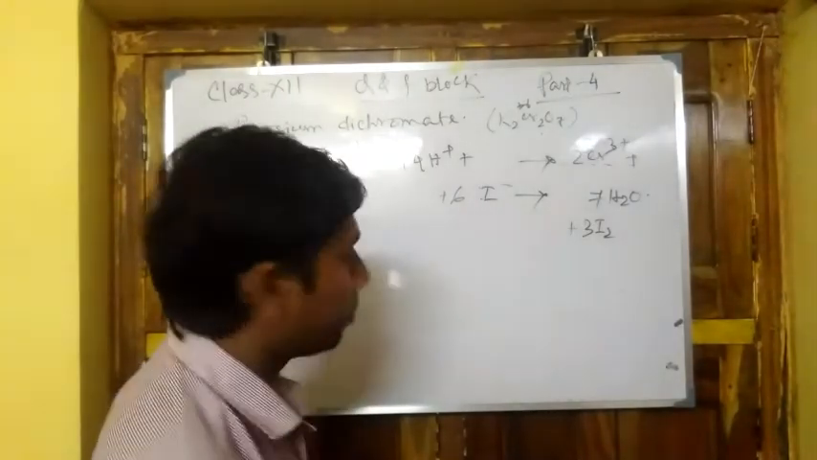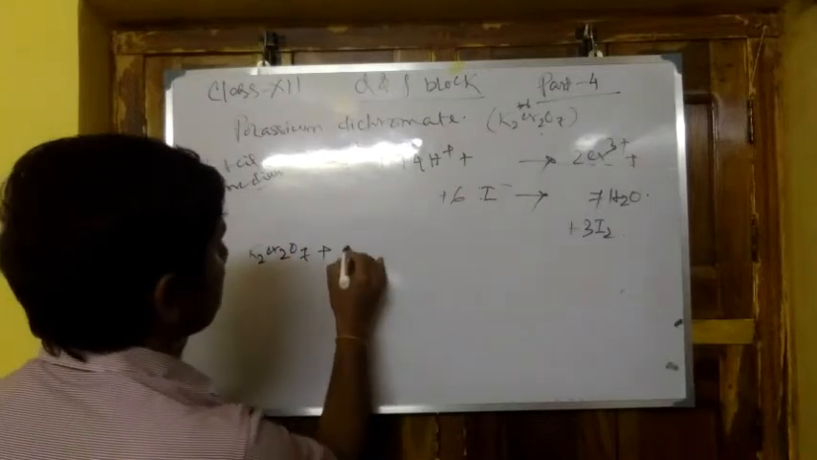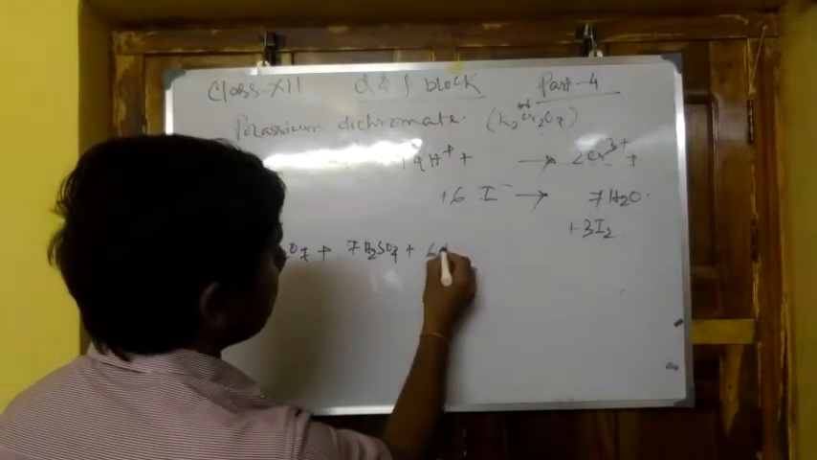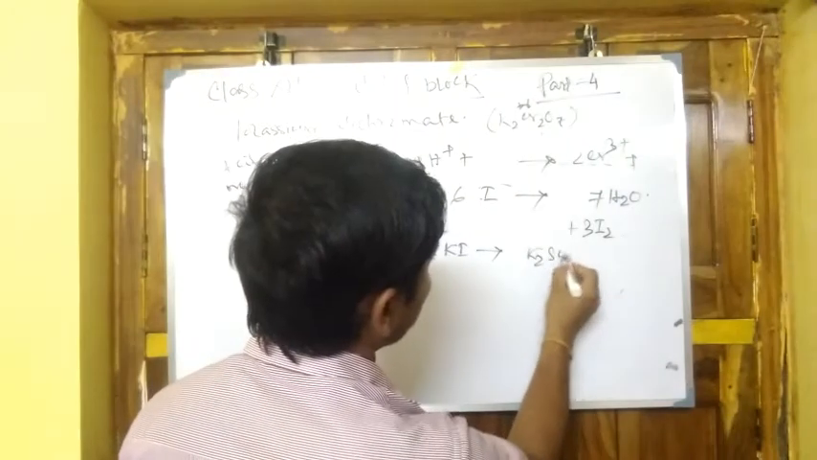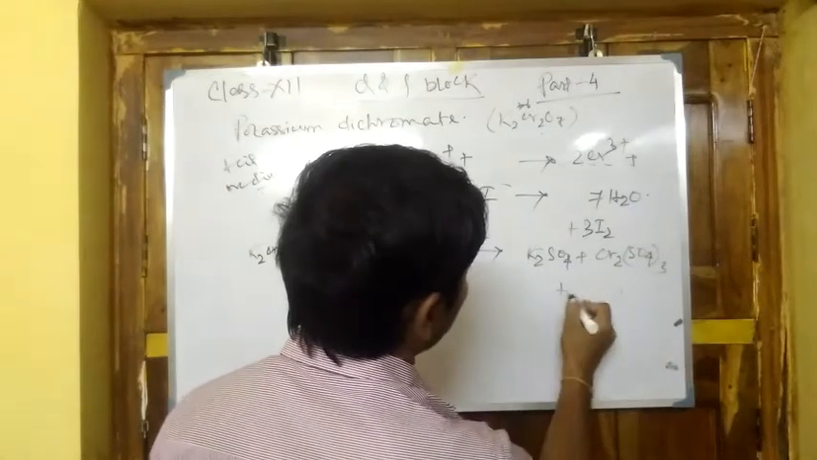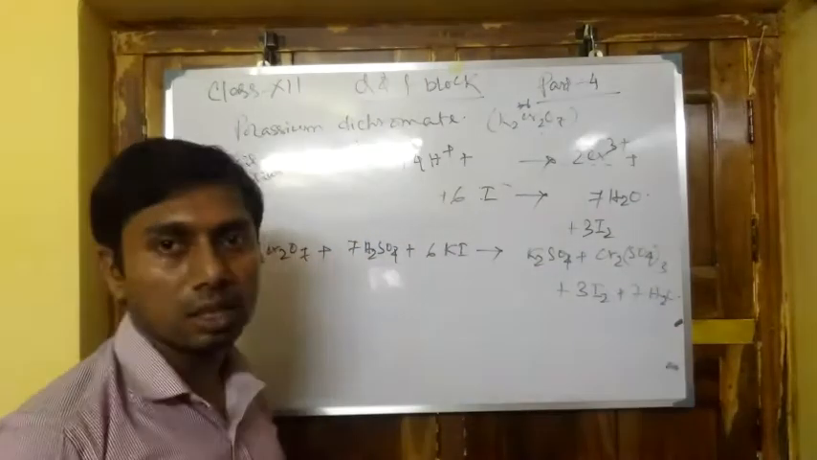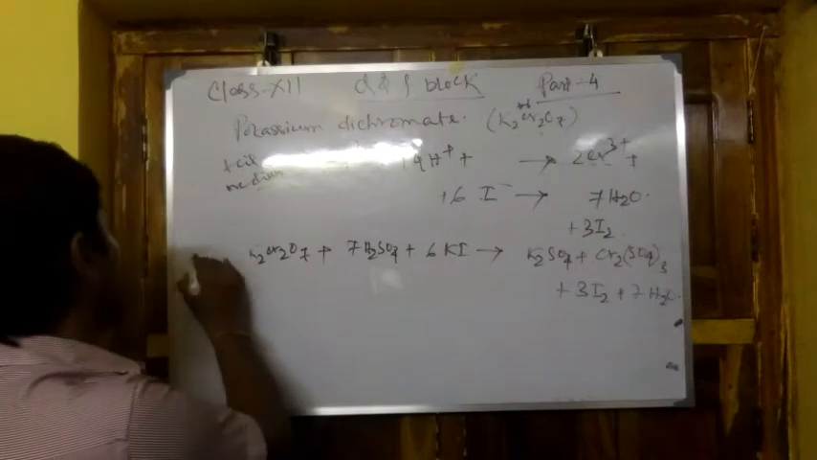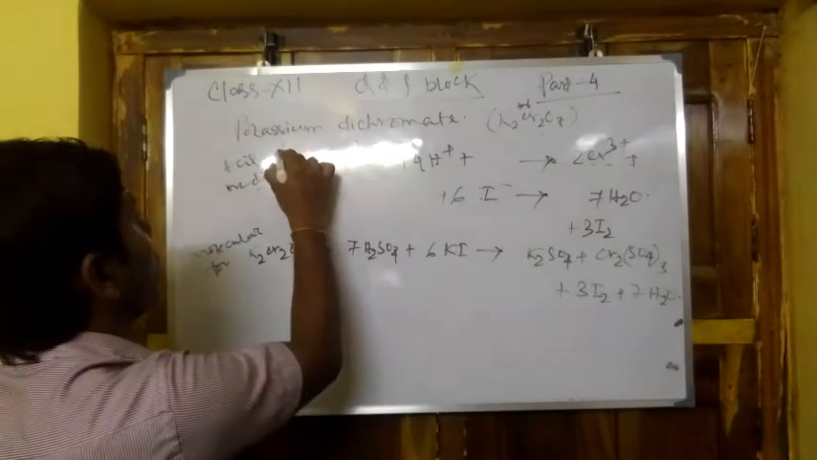Now in molecular form, it becomes K2Cr2O7 plus 7H2SO4 plus 6KI, forming K2SO4 plus Cr2(SO4)3 plus 3I2 plus 7H2O. It is the reaction in molecular form, that is K2SO4, it is the molecular form, and it is the ionic form.